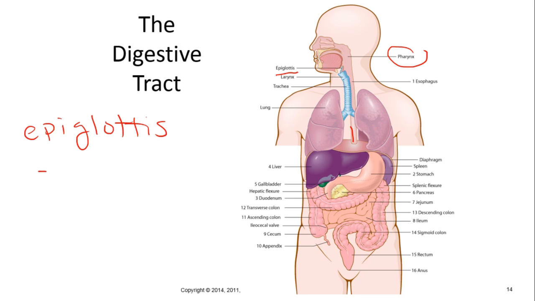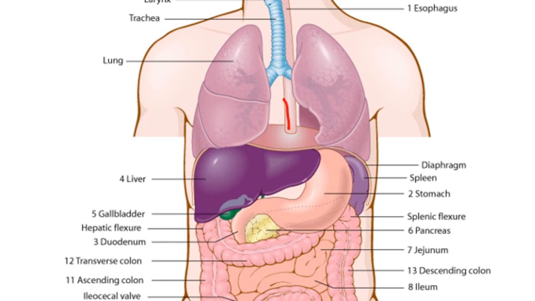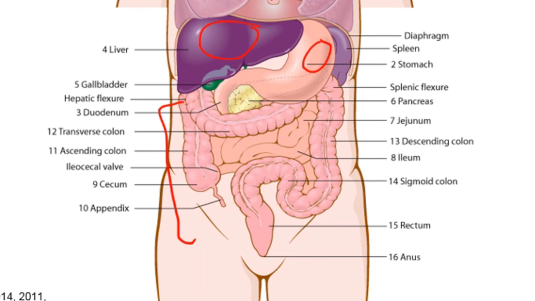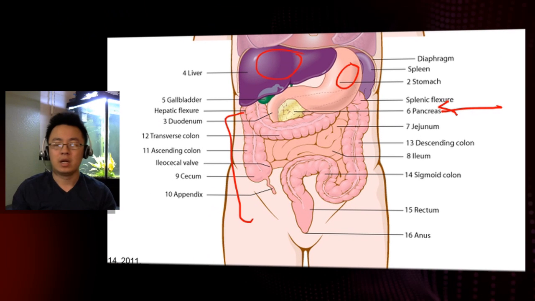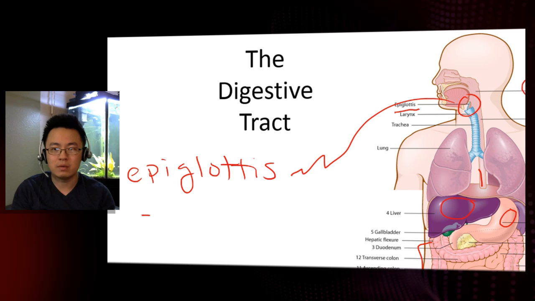Definitely have the esophagus here. We definitely have the stomach. Have the liver right over here. Stomach's right over here. We definitely have your intestines. We'll talk a little bit more about that later. And we have the pancreas, which is very involved in insulin regulation, insulin production, and all these other endocrine hormone secretions. We'll talk more about that a little bit later. Okay, so the epiglottis is right over here.